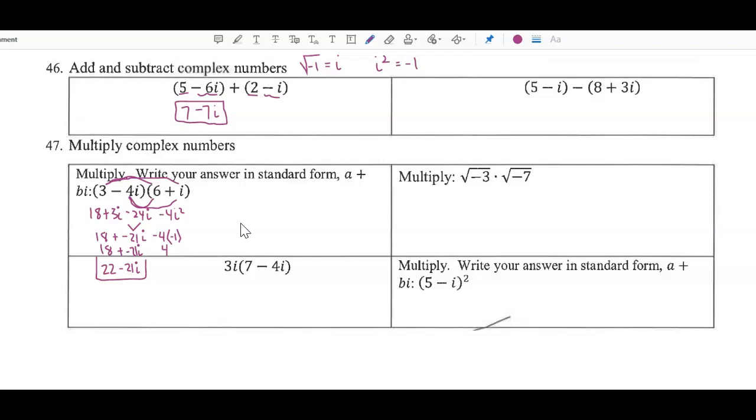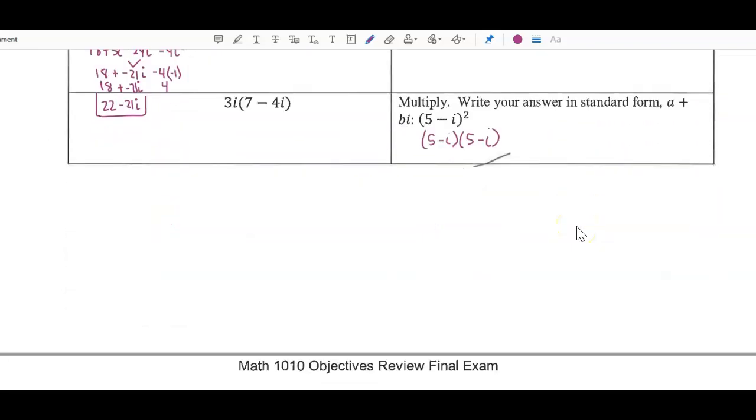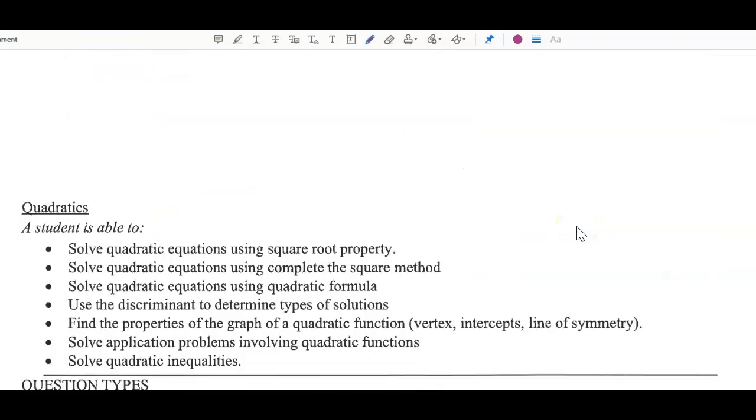Now, you can try some of these, like maybe this one or this one, on your own. Just remember that on this one you're doing 5 minus i times 5 minus i. So it's still foiling that you're doing there. Okay? So I'll let you guys work on those, use it for a little bit of extra practice.